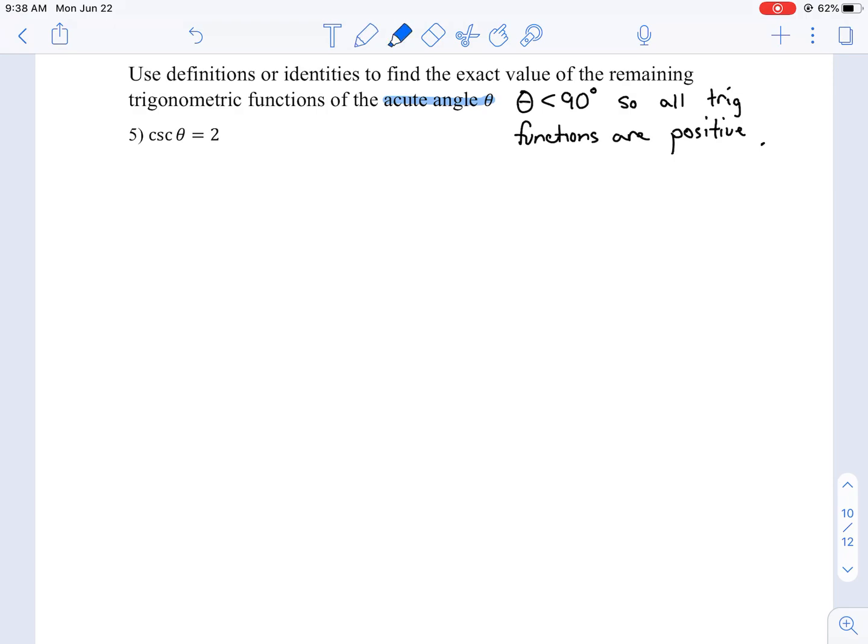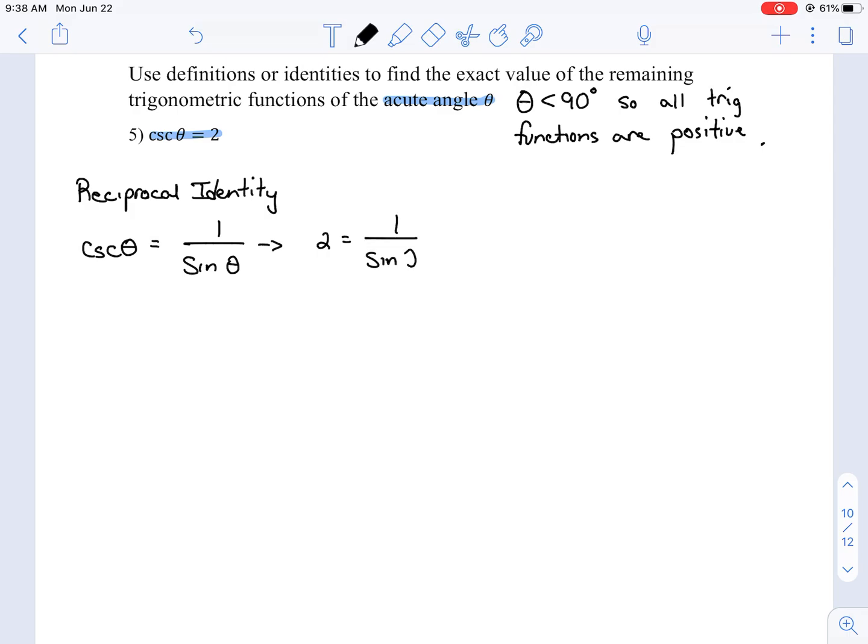So what we're given is that the cosecant of theta is equal to 2. And using the reciprocal identity, we know that the cosecant of theta is equal to 1 divided by sine of theta. So that implies that 2 is equal to 1 divided by sine theta. So that implies that sine of theta is equal to 1/2.